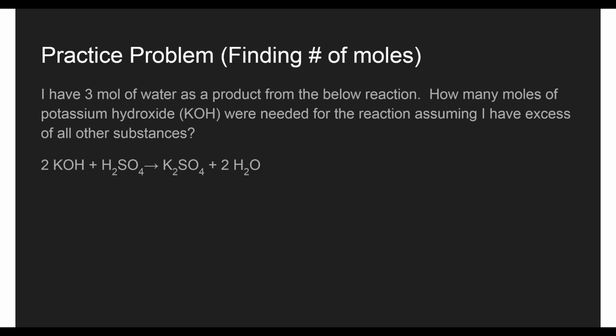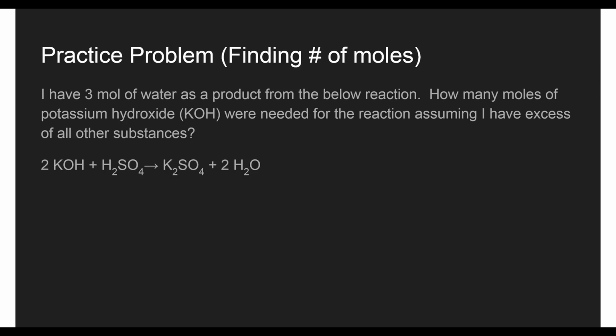Alright, so we just did the one where we're finding the mass, so the actual measurement amount. Now what if I just want to know the number of moles I need? This can be important because sometimes you'll get chemicals reported in the molarity, or the number of moles that they are. So maybe I have 2 molar of a solution. What if I actually need 3 moles for the reaction with it? Then I need to mess with concentrations and things like that. So sometimes it is important to find the number of moles.